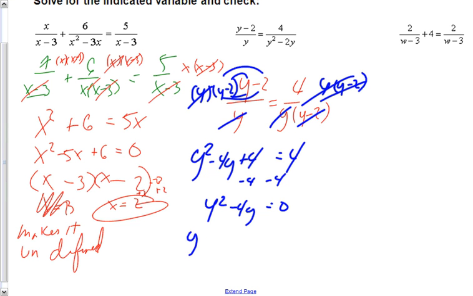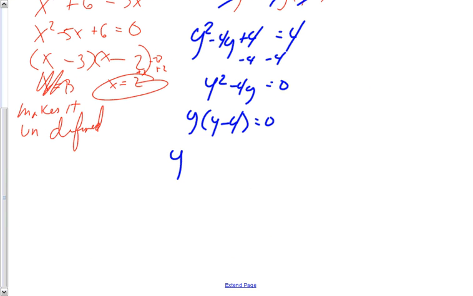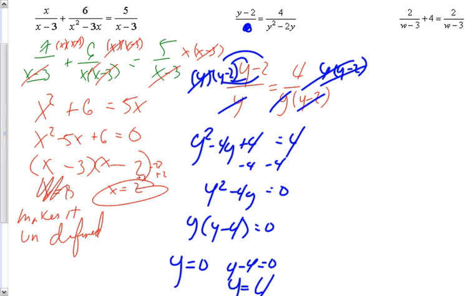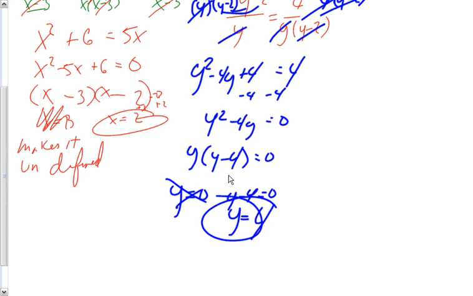Factor out your y. Y times y minus 4 equals 0. Set each of those equal to 0. Y equals 0, and y minus 4 equals 0. Y equals 4. Check to make sure you don't get undefined. Uh-oh, plugging in 0, you get a problem. If you plug in 4, you get 4 minus 2 over 4, which is 2 over 4, which is 1/2. 4 squared is 16 minus 8, which is 8. 4 over 8 is 1/2 as well. Reject 0. My final answer is just y equals 4.